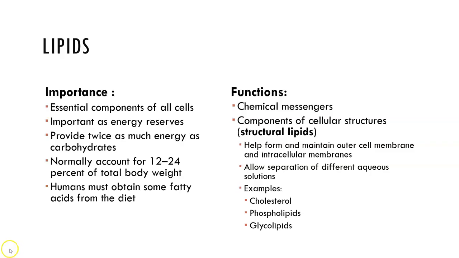There are several different functions that lipids have in the body. In addition to energy and in addition to being parts of the cell membrane, lipids can also serve as chemical messengers. The chemical messengers, those are hormones. For example, steroids are a lipid, and we have specific steroid hormones. For example, estrogen, progesterone, and testosterone are all steroid hormones.